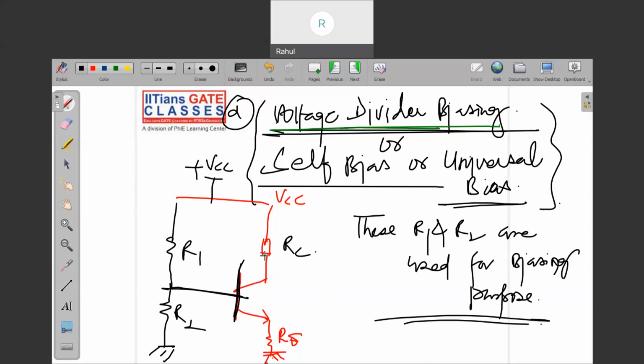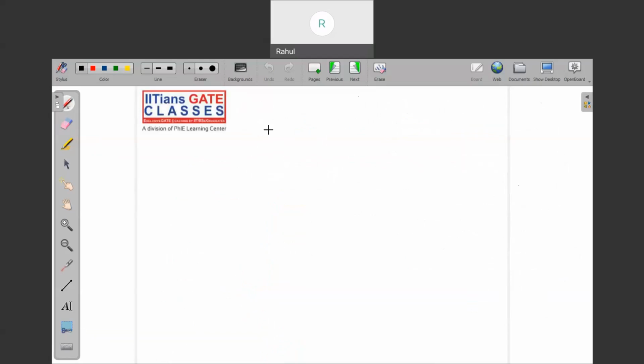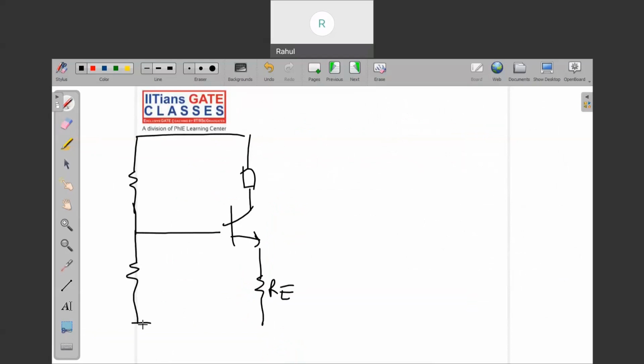This is RC. So if beta is high, then it is very easy. But suppose beta is not high and the question is like this, then how to find RE? I can write it directly, but I will tell you how to solve this kind of circuit. This is R1, this is R2, the supply is VCC, and this is RC. Though in the question beta will be infinite, high.